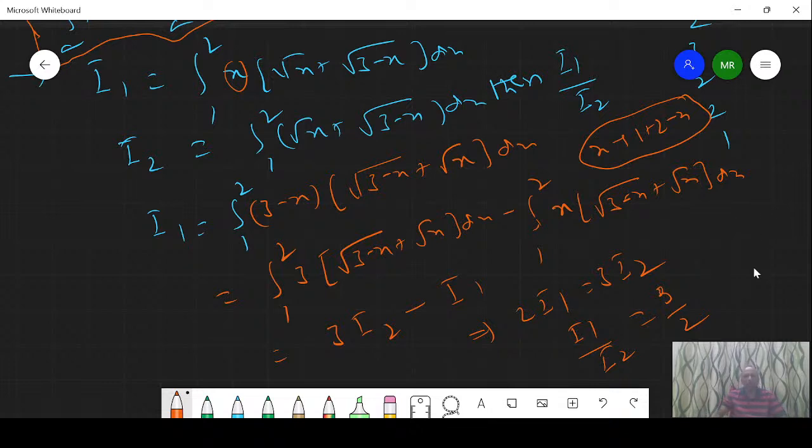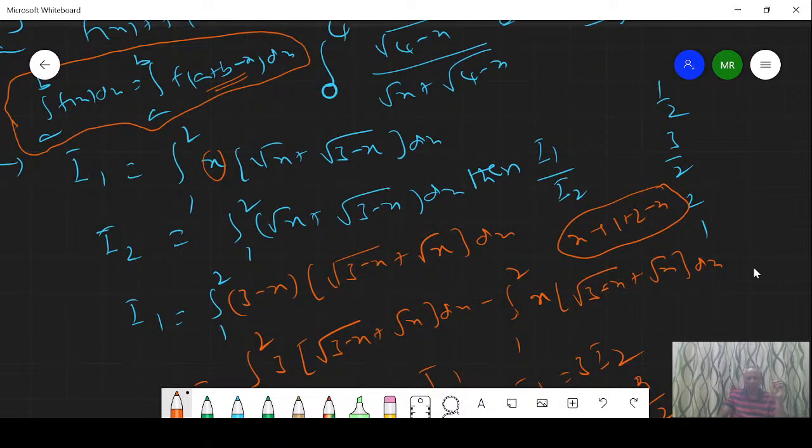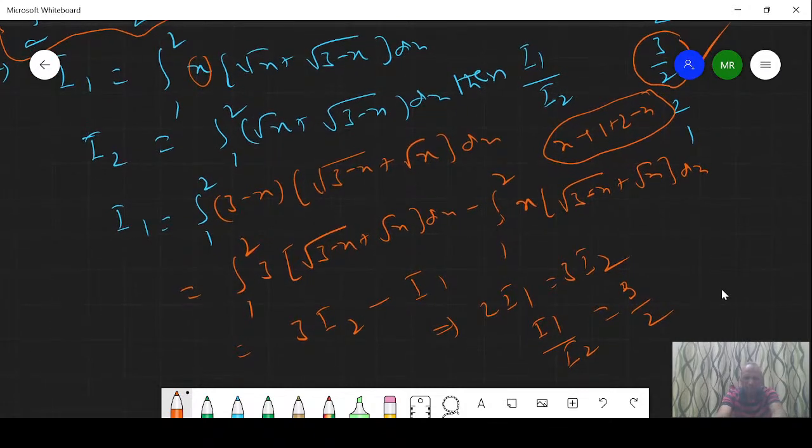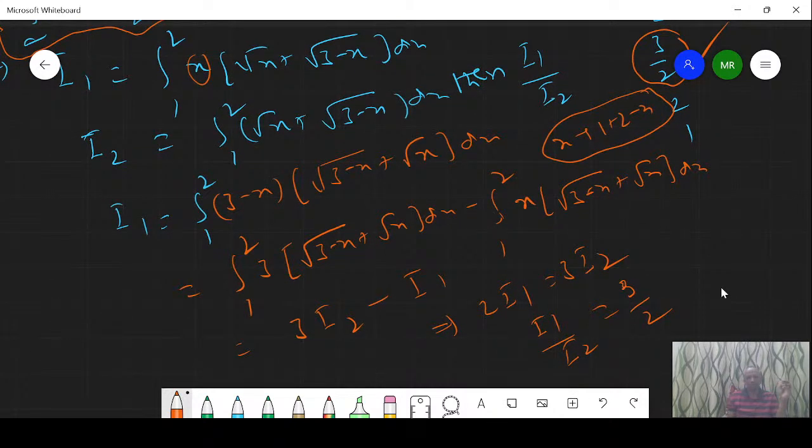Correct? I will get the answer as 3 by 2. You can mark the option 3 by 2. This is your answer, 3 by 2 is your answer. That will be 3 by 2. I hope you understood that the answer is 3 by 2.